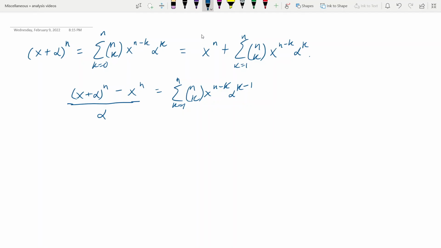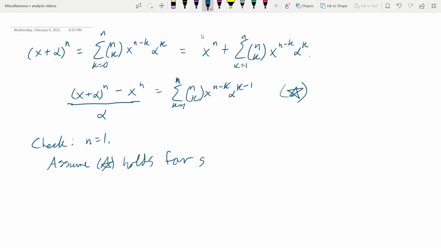So I'll leave you to check the base case, which you can take to be n equals 0 or 1, doesn't really matter. In the form that I've written it down here, n would have to be at least 1, so check n equals 1. Okay, so now let's call this star. So let's assume that star holds for some value of n. Okay, so the way I want to prove this now is by doing integration on the variable x.